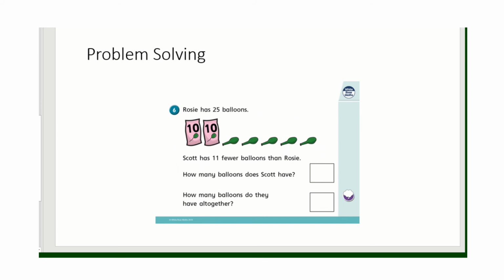A problem there, look. Rosie has 25 balloons, but Scott has 11 fewer than Rosie. So how many balloons does he have? So you'd have to take a 10 and a 1 and see how many he'd got less, because fewer is less. So if Rosie had 25 and Scott had 11 fewer, when you want to know how many balloons they had altogether, you would have to add Rosie's 25, and when you've worked out how many Scott has, add those 2 together.